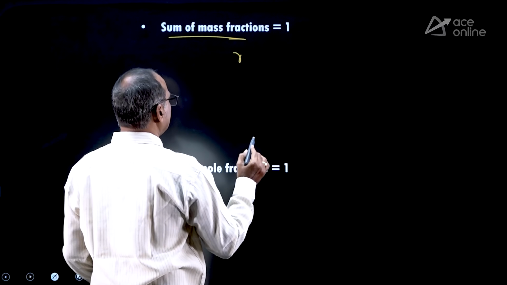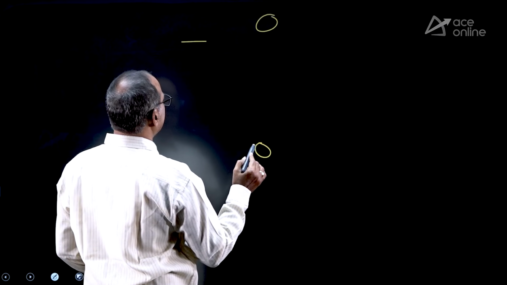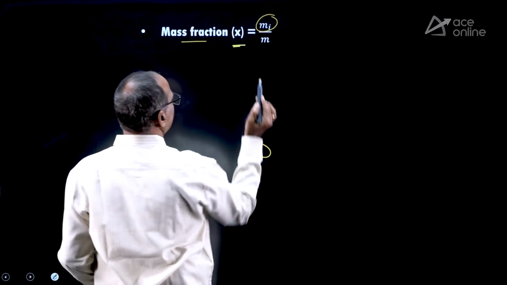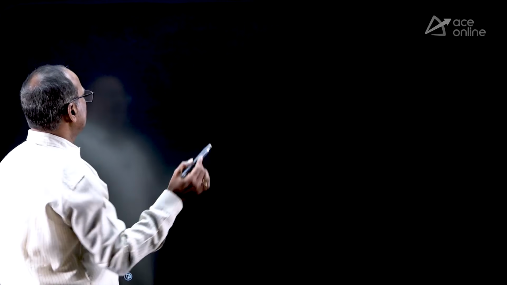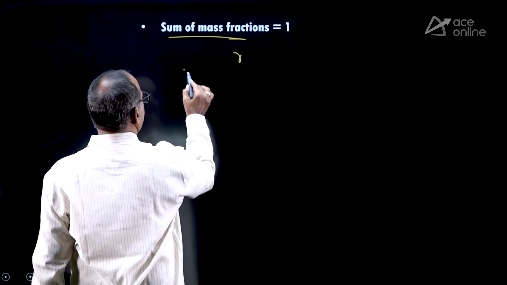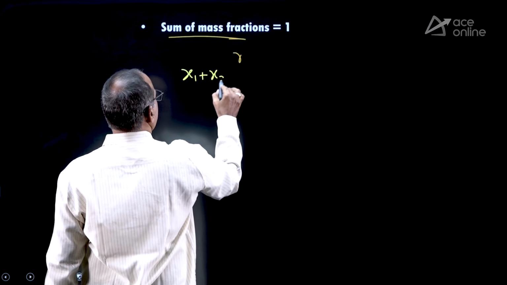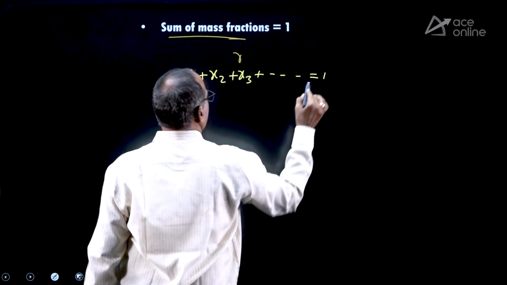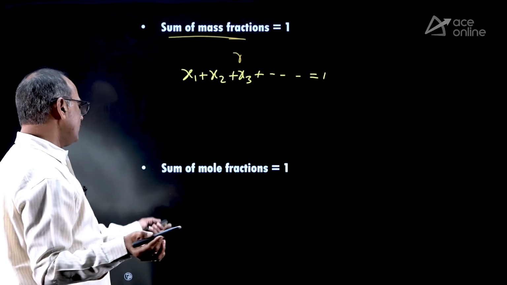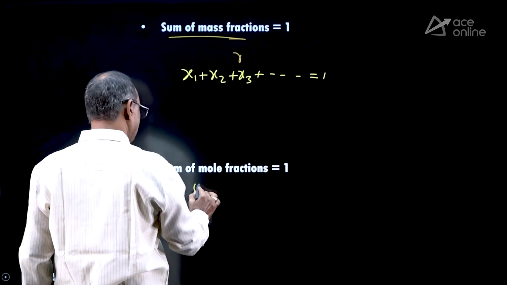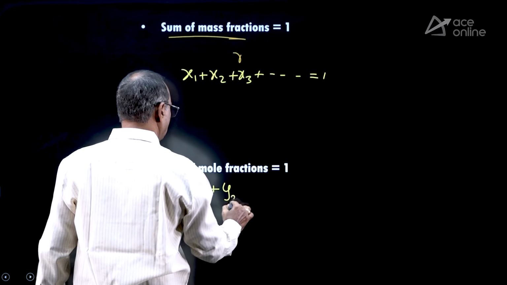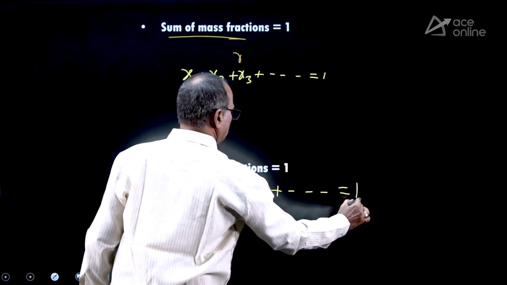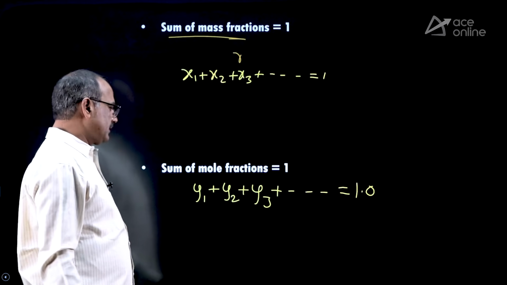Here, mass fraction we have denoted in the earlier slide. What is the mass fraction? Mass fraction is denoted with x. Therefore, I can say that x1 plus x2 plus x3 and so on is equal to 1. Similarly, the sum of the mole fractions equals 1, meaning y1 plus y2 plus y3 and so on is equal to 1. Try to remember this.